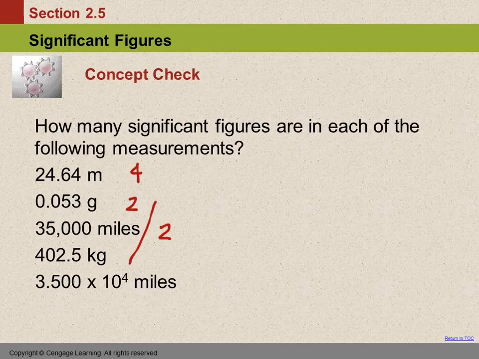402.5 kilograms. How many sig figs? 4. The zero is trapped. The zeros are the ones you have to worry about. 3.500 times 10 to the 4th miles.